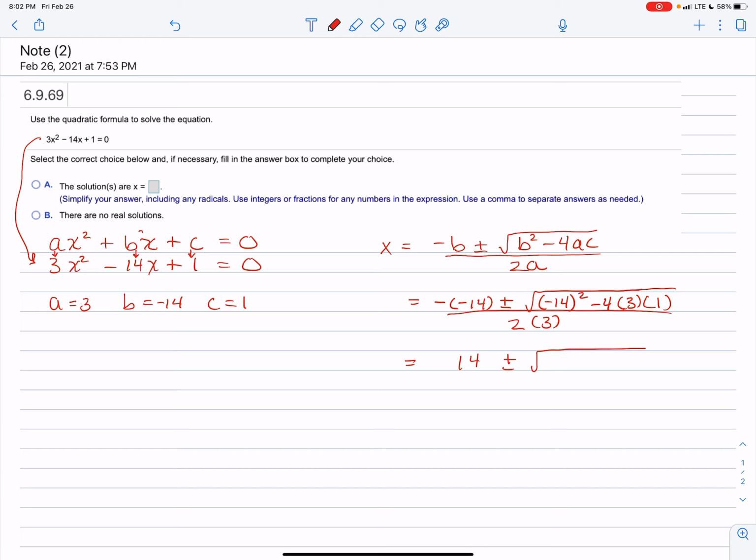Now, I would suggest you do the contents of that radical all in one line on your calculator. I would do the negative 14 and then use your square button, and minus 4 times 3 times 1. And you get 184, all over 6.